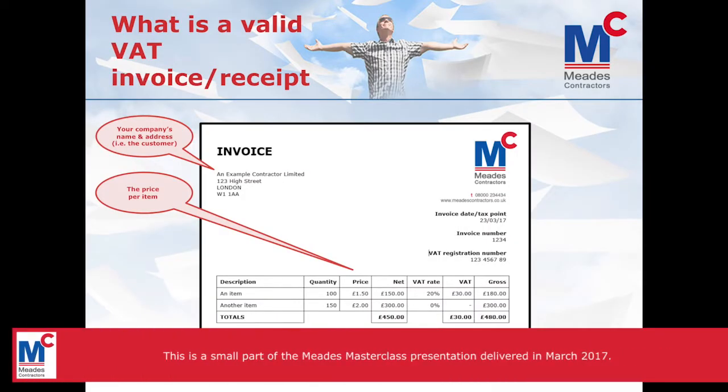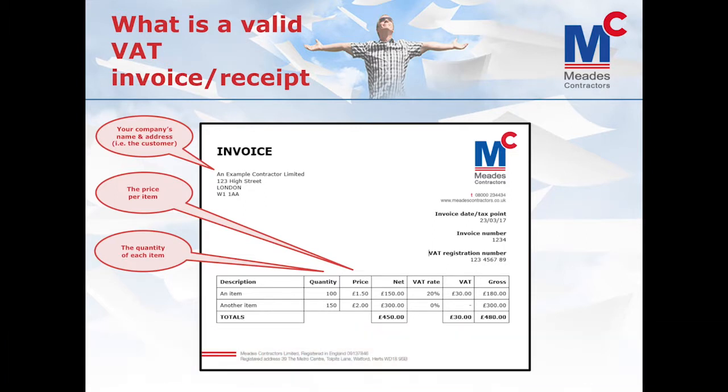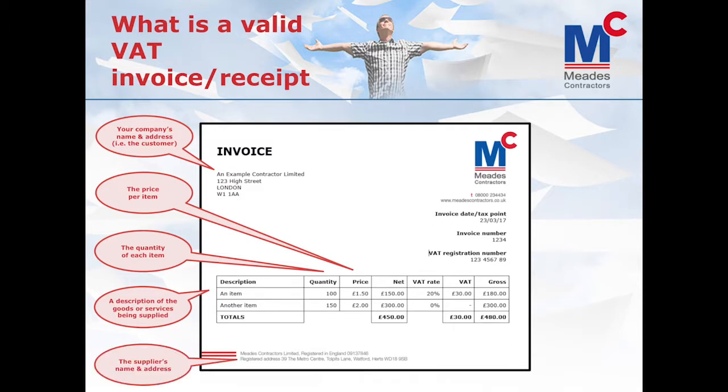The price per item must be stated on a receipt or an invoice, as must the quantity of each item that you're purchasing, each good or each service. A description of the good or service must be included, and the supplier's name and address must also be included. The date and the tax point must be on there.